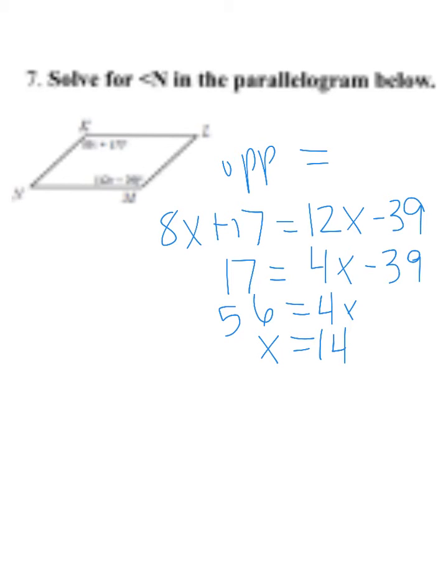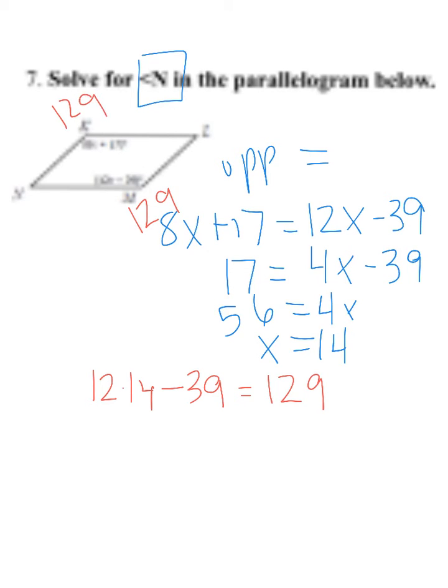But we always have to read the question. This question wants us to find angle N. Well, I don't know anything about angle N, so I'm going to start by plugging x into one of the angles I do know. If I plug it in to either angle K or M, we'll get 12 times 14 minus 39, and that would be 129. So angle M is 129, and angle K is also 129. But angle N is consecutive to that. So in order to find angle N, we're going to take 180 and subtract off the 129, since they add up to 180. That leaves me with 51 degrees.